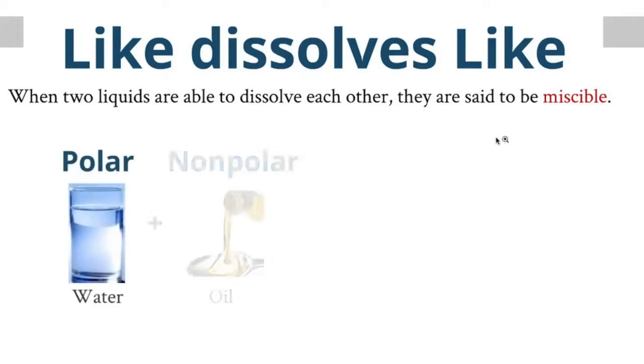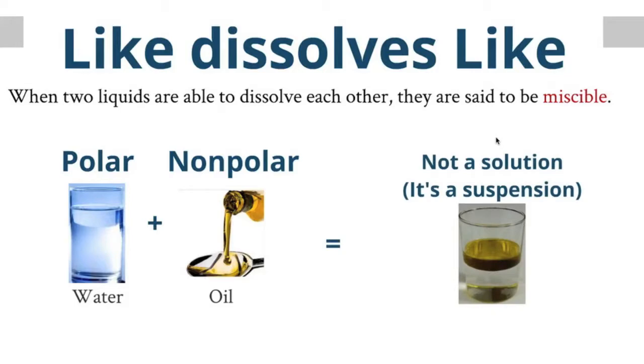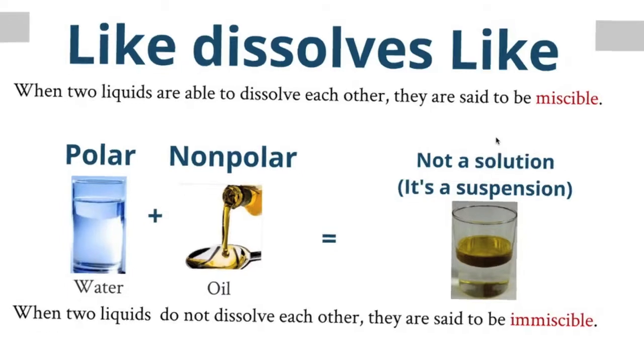So, polar water and nonpolar oil will not dissolve each other. That does not create a solution. It's actually going to create a suspension. So, when two liquids do not dissolve each other, they are said to be immiscible. So, water and oil are immiscible. They do not dissolve each other.